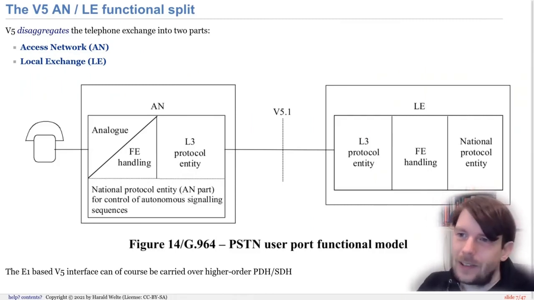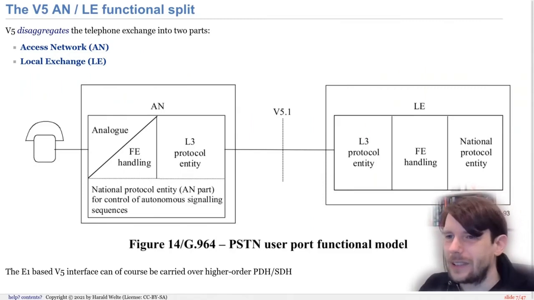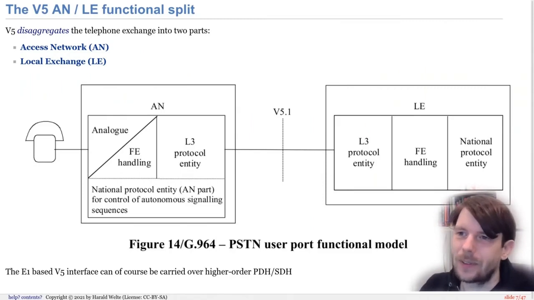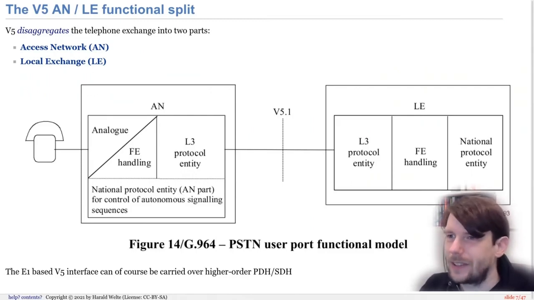handles, in this case of an analog subscriber line, the analog digital analog conversion, the front end handling, generation of ring voltages, detection of pulses in case of pulse dialing on the analog line, also deals with generating these high-frequency pulses for metering towards the subscriber, and other things related to the analog interface. And then we have some kind of layer 3 protocol entity in the access network. And then we have this V5 interface between the access network here on the left-hand side and the local exchange, which is the telephone exchange on the right-hand side.